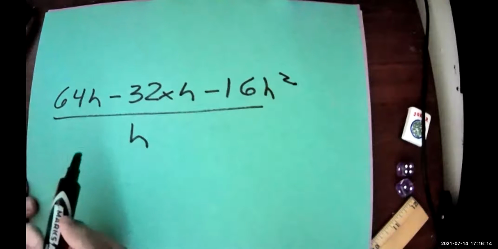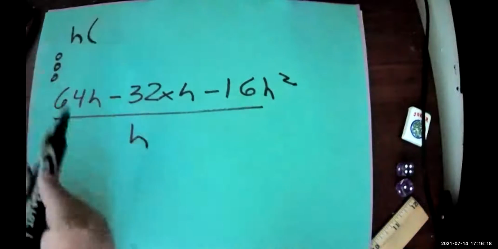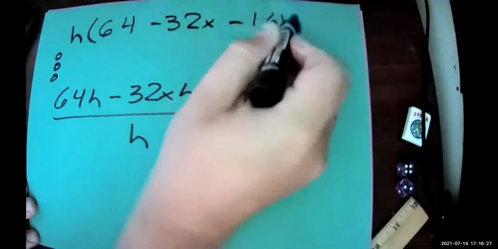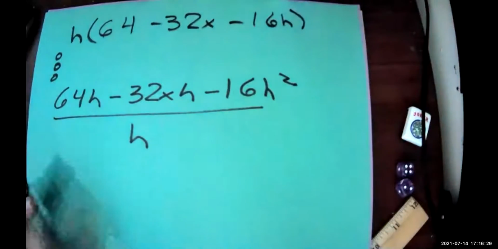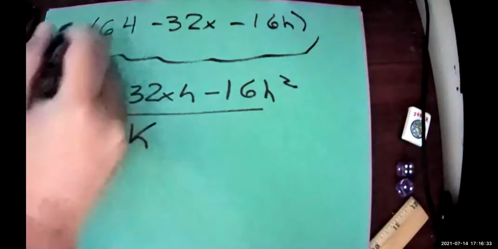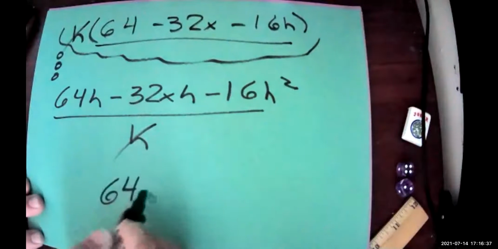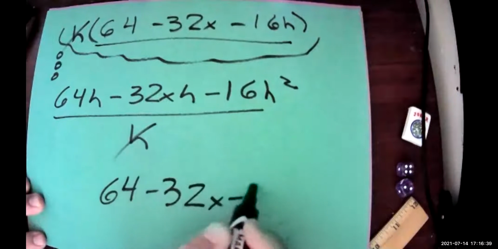The way you're really supposed to do it is by factoring. If you factor it and write it this way, meaning take h out of each term, it looks like this. Right? So if I slash out the h and the h, this is what I got left. 64 minus 32x minus 16h.